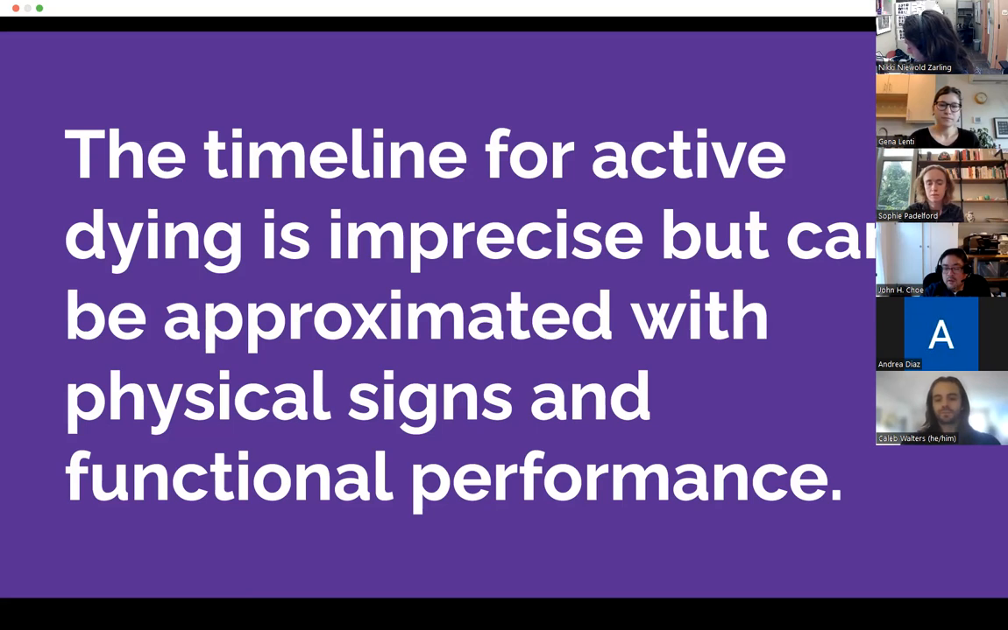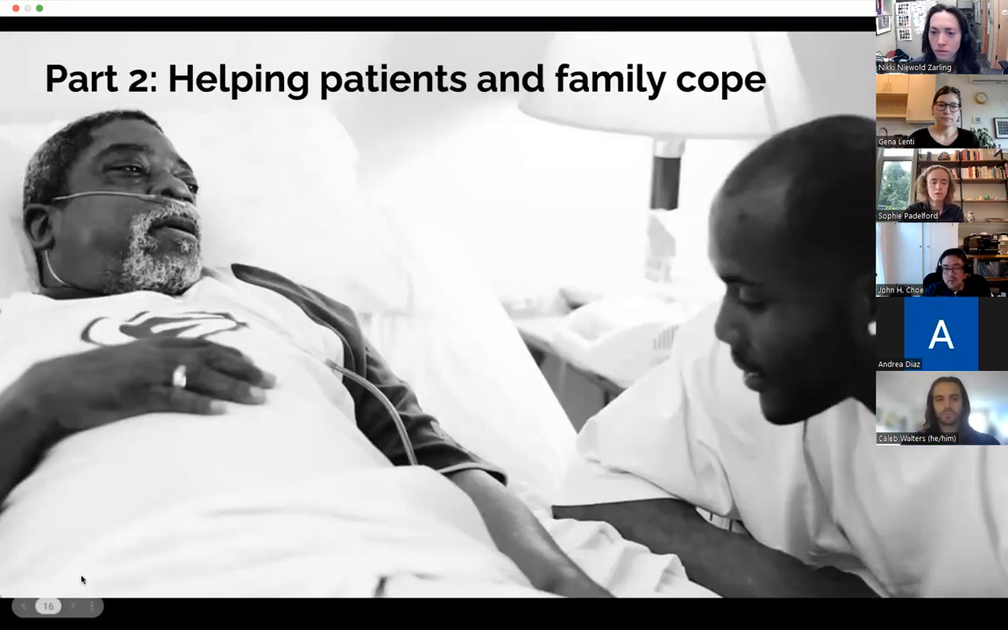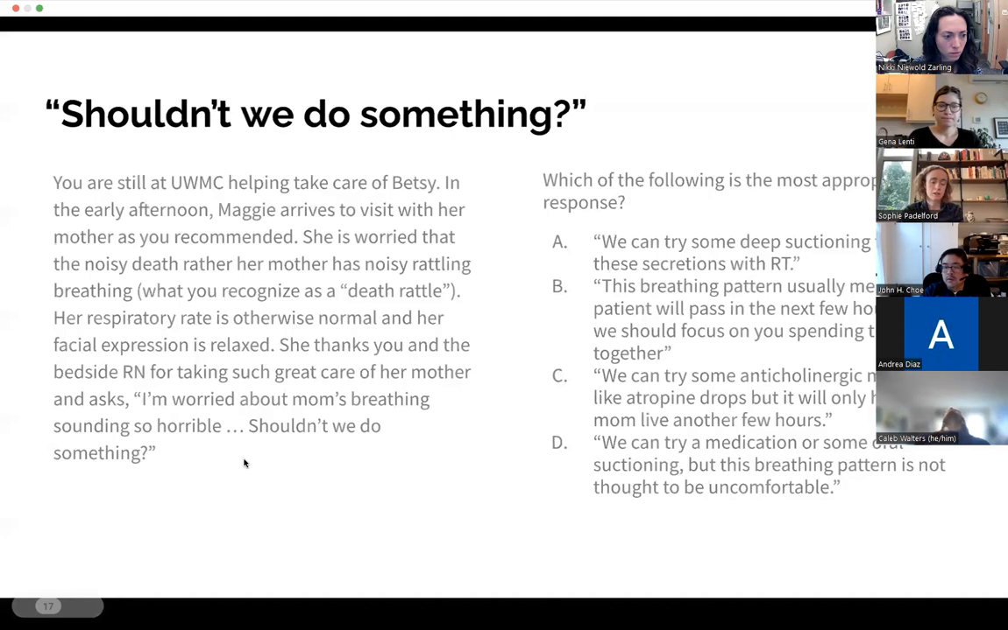All right, I'm going to go on to part 2, which is helping patients and families cope. A lot of the emphasis in this section is going to be on the emotional aspect of things and less so on specific medications. I actually feel like as you go through residency, you get more comfortable with the CMO type meds and those sorts of things.